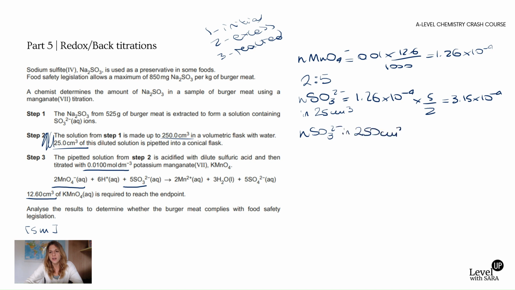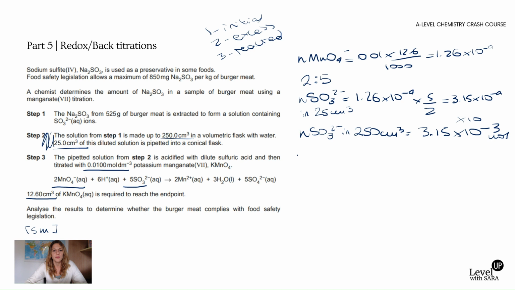Looking at the dilution factor, it would be times by 10. So this times by 10 will be 3.15 times 10 to the minus 3. This is our moles of the SO3, the moles that we have. So we need to now find what we had at the beginning. This is the amount that is in the solution.